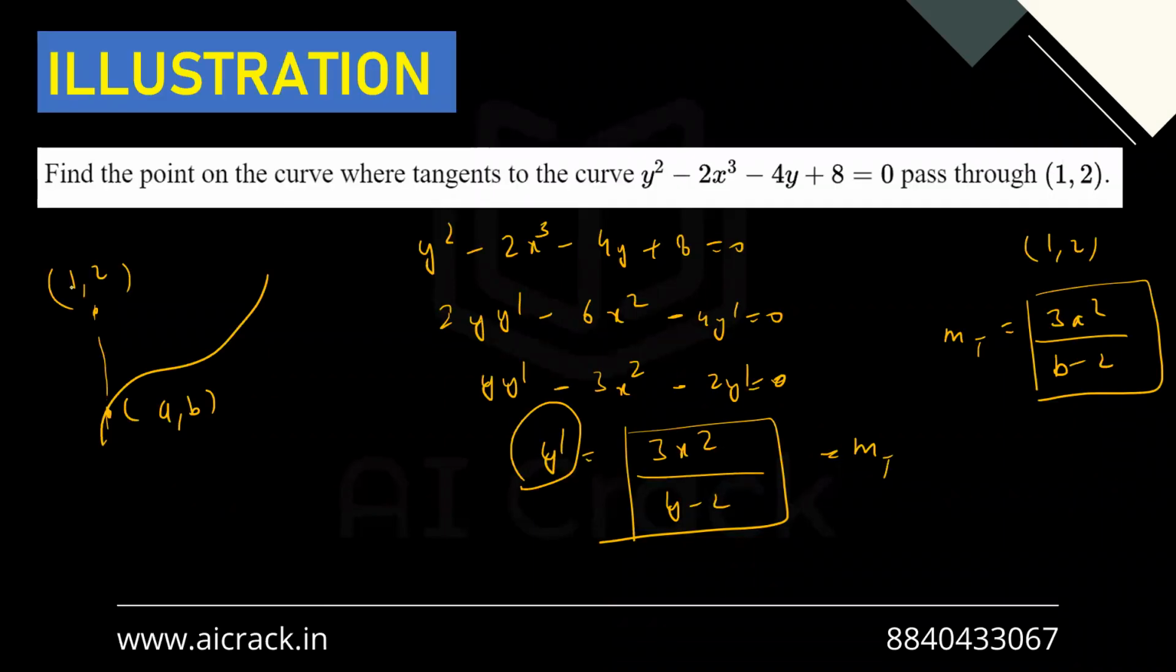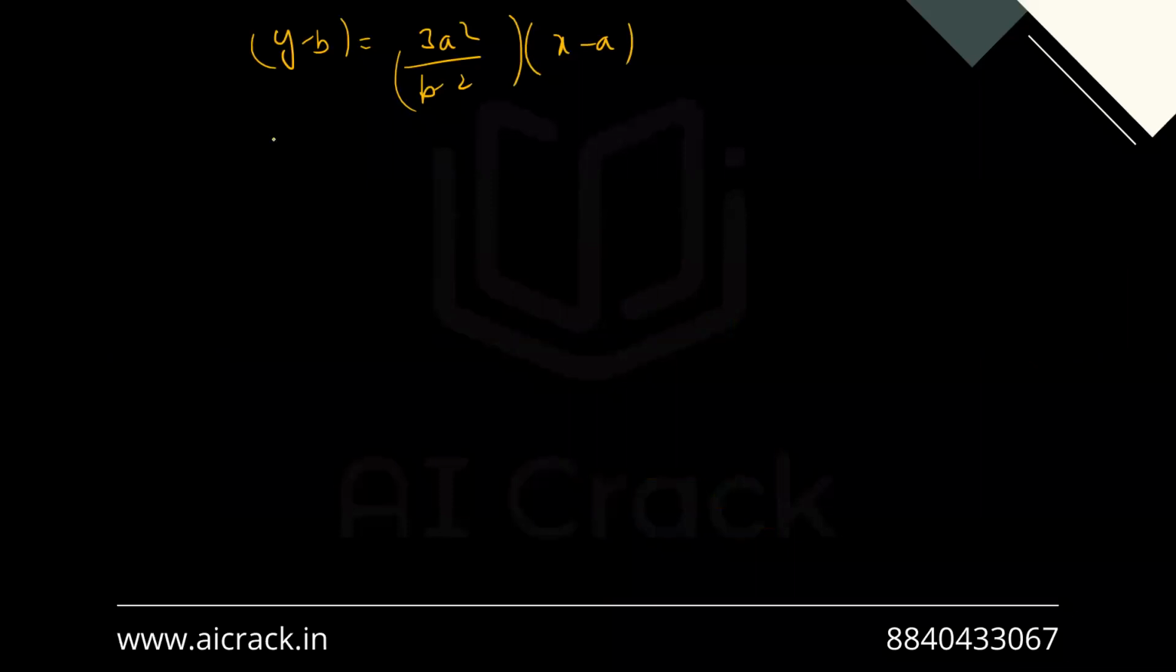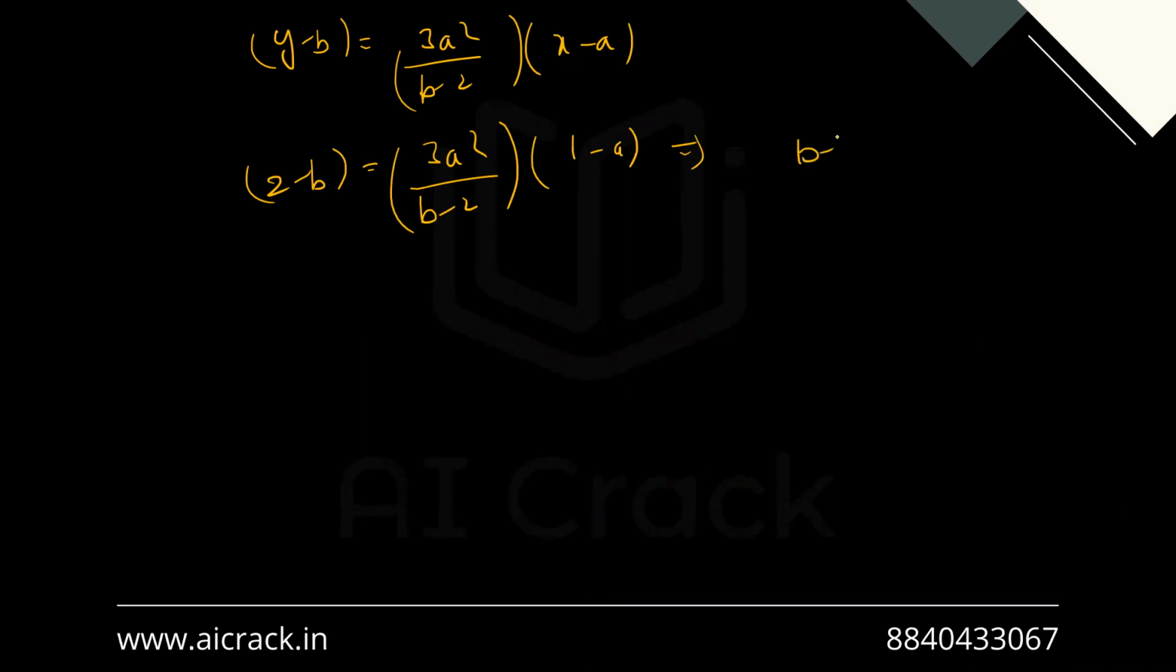We know that in this tangent 1 comma 2 is being satisfied. So we'll plug in the values. So 2 minus b would be 3a square divided by b minus 2 multiplied by 1 minus a. Now let's try to simplify it a bit. So we'll be getting b minus 2 whole square equals minus 3a square times 1 minus a. So this is the final equation.